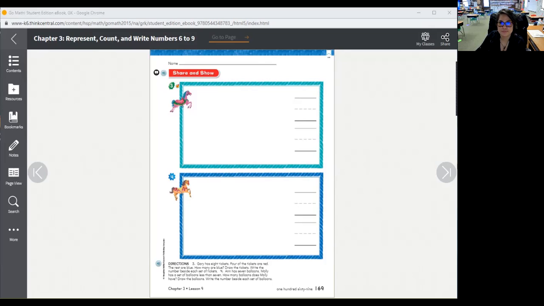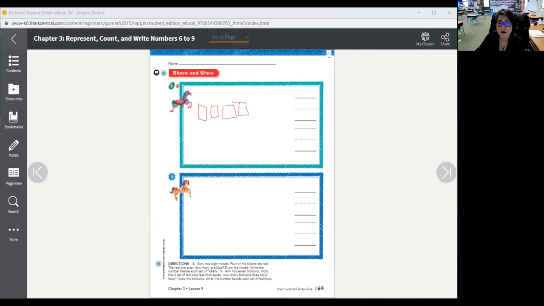Where's my pencil? There we go. It says, Gary has 8 tickets. 4 of the tickets are red. The rest are blue. So he has 8 altogether, but 4 of the tickets are red. So let's draw the red ones first, okay? There is 1, 2, 3, 4, because 4 of the tickets are red.